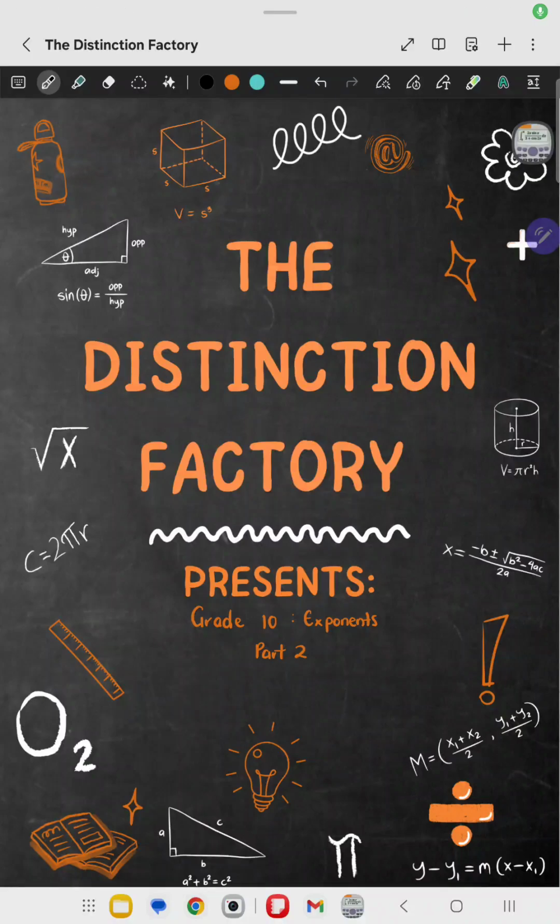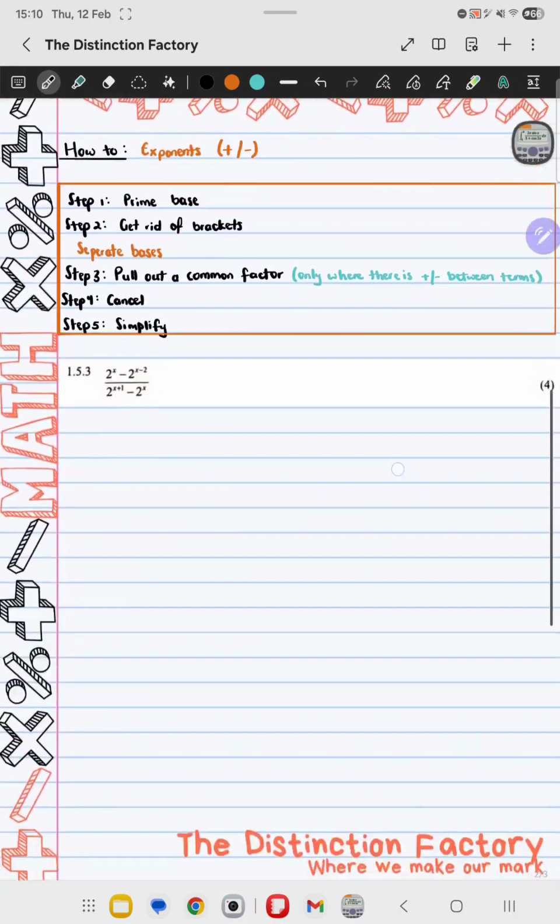Guys, welcome back to the Distinction Factory where we make our mark, and today we are going to be talking about grade 10 exponents, part 2 of it, which is basically where there's a plus and minus between your terms.